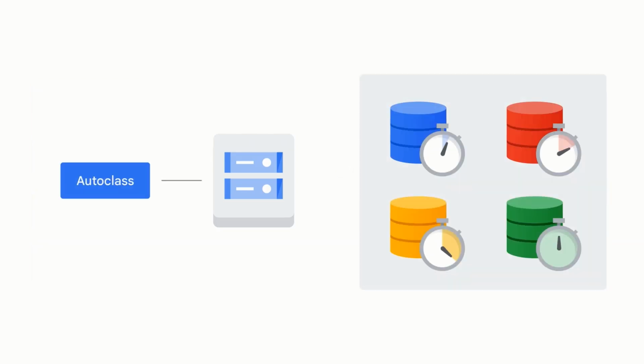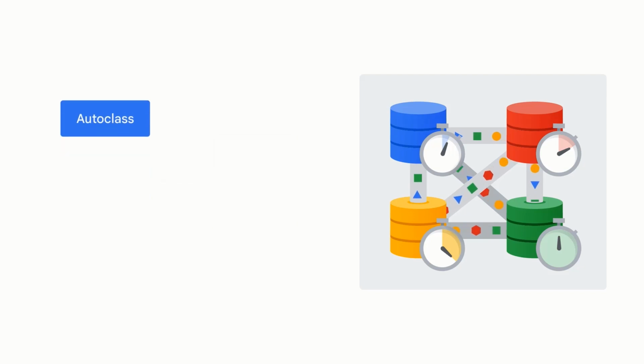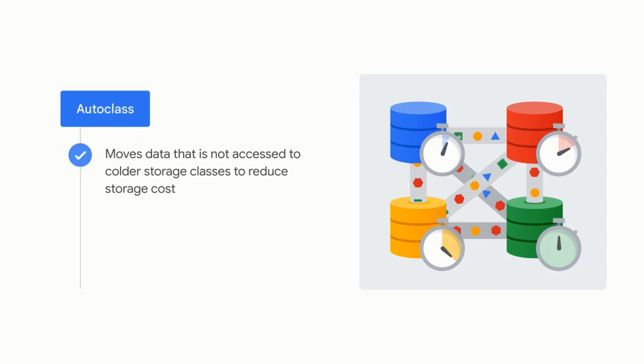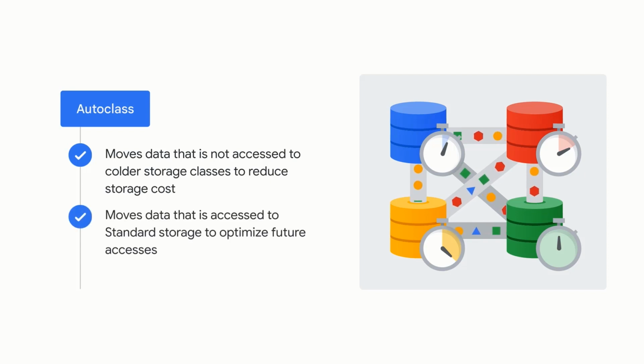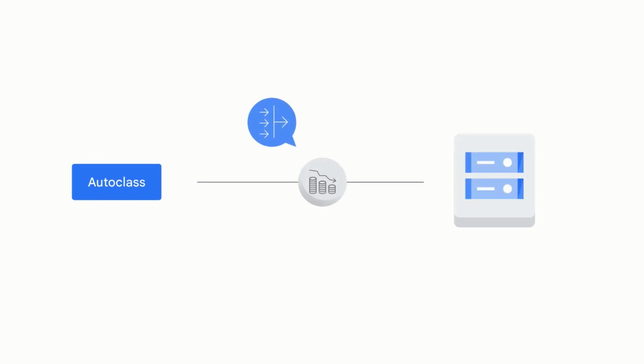Cloud Storage also provides a feature called Autoclass, which automatically transitions objects to appropriate storage classes based on each object's access pattern. The feature moves data that's not accessed to colder storage classes to reduce storage cost, and moves data that is accessed to standard storage to optimize future accesses. Autoclass simplifies and automates cost saving for your Cloud Storage data.